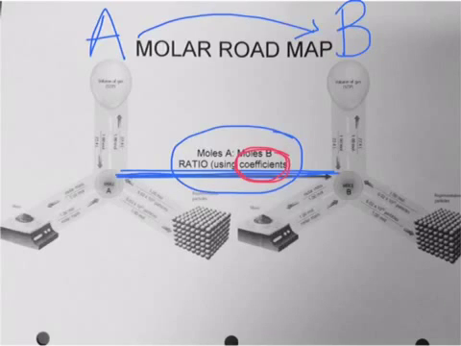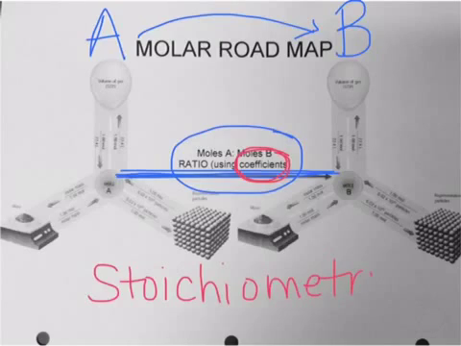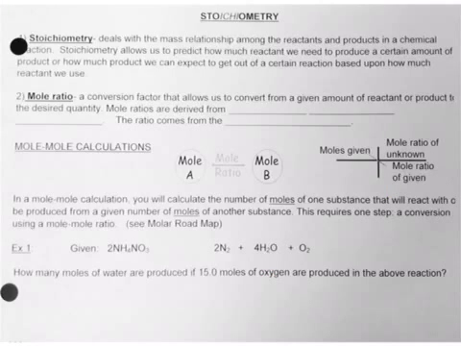We have a big fancy name for this mole-to-mole ratio business. It's called stoichiometry, which is quite weird, and kids usually say that it's icky. Get it? Look at your notes, and at the definition up at the top of stoichiometry. We find out that stoichiometry deals with the mass relationship among reactants and products in a chemical reaction. It lets us predict how much reactant we need to produce a product, or how much product we can expect to get out of a reaction based on how much reactant we use.